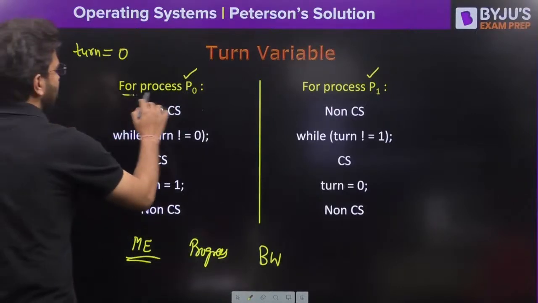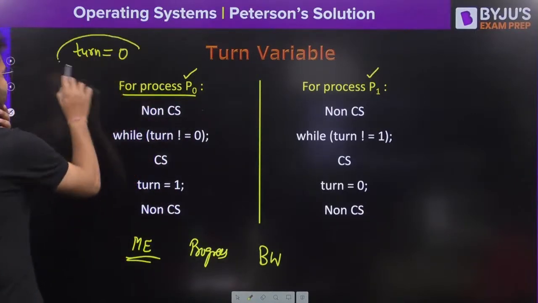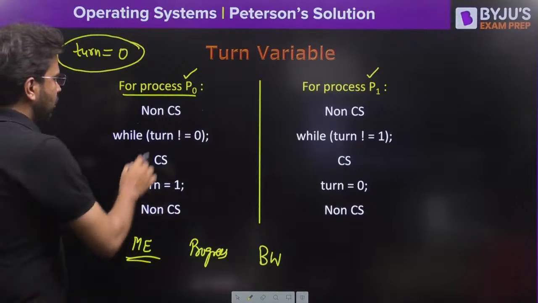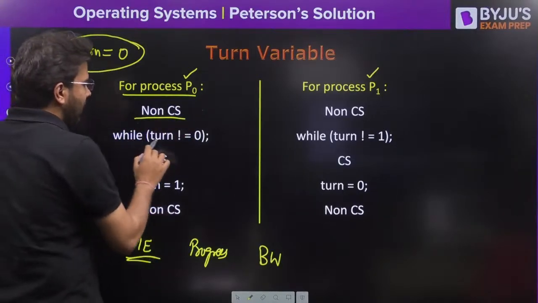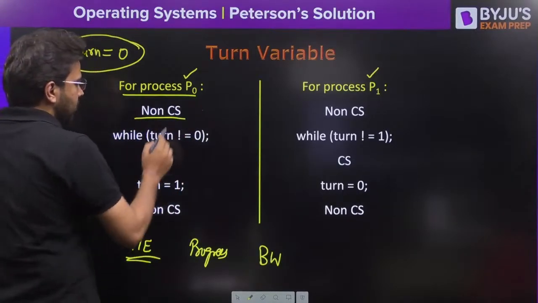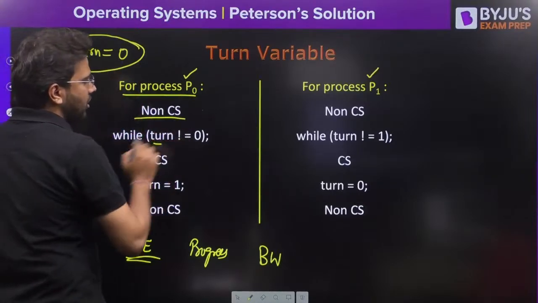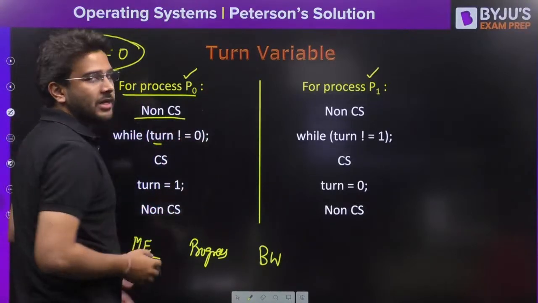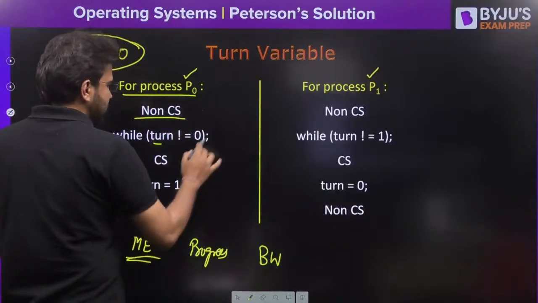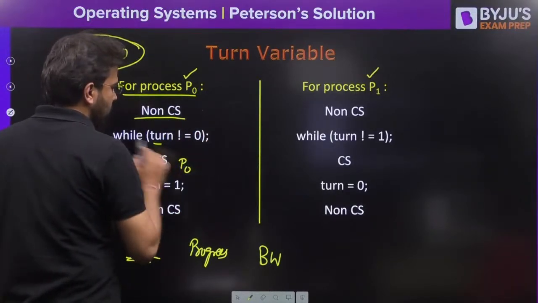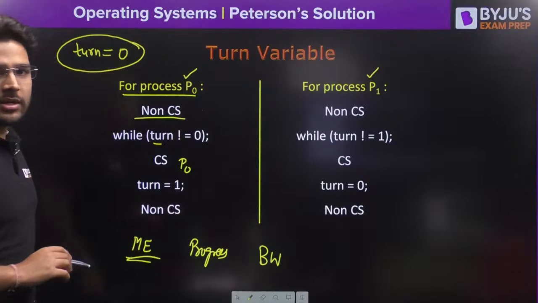Now, let's schedule this process P0. The turn variable has an initial value of 0. Non-critical section, fine. While turn is not equal to 0: as you can see, turn is 0, and 0 is not equal to 0 is false, right? So if it is false, P0 will be able to access the critical section.